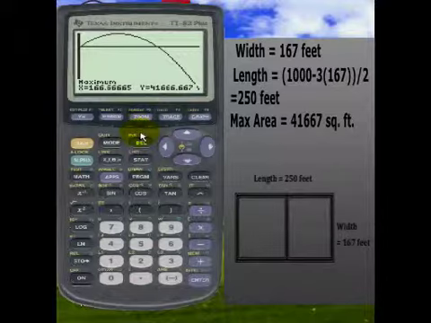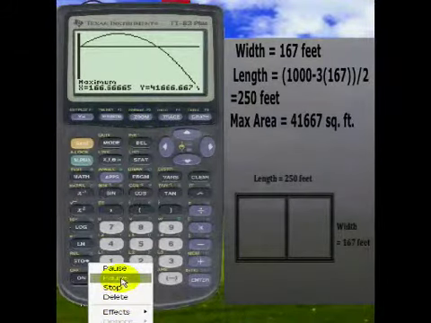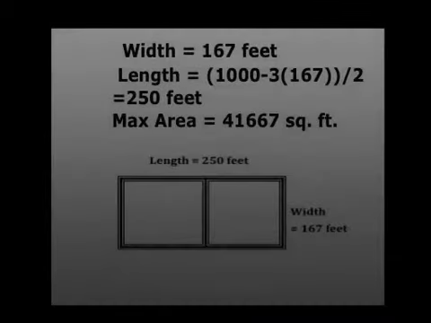On hindsight, this is probably more like for 2 horses that don't get along because those are pretty big pens. And also remember, if we multiply 250 times 167, you get 41,750 square feet, which is slightly different from what the calculator said of 41,667. That's because of rounding error, a little error from when we rounded 166.6666 to 167.